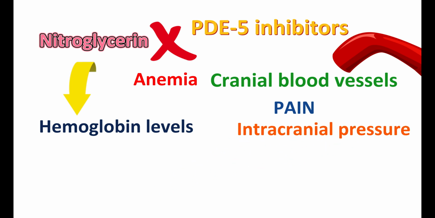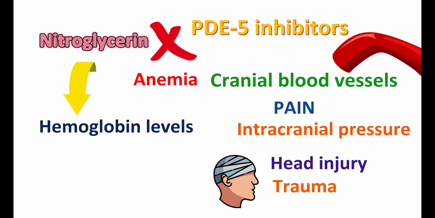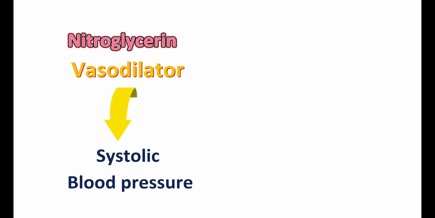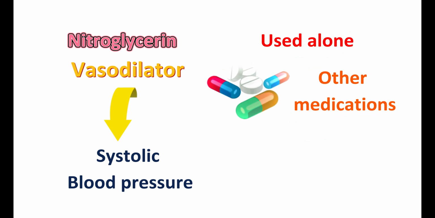Therefore, in people with raised intracranial pressure, as observed after recent head injury and trauma, use of nitroglycerin is not recommended. Avoid using nitroglycerin if you observe any hypersensitivity. Effect on blood pressure: nitroglycerin acts as a vasodilator and improves the symptoms of angina. However, it can reduce systolic blood pressure. This may be well tolerated under normal conditions when it is used alone and not combined with other vasodilators. However, when it is combined with other medications that lower blood pressure, it may have a significant hypotensive effect.